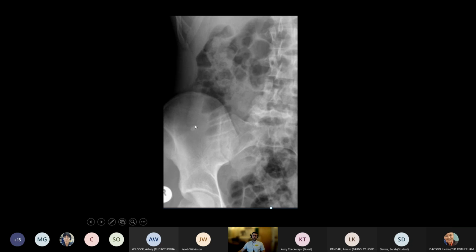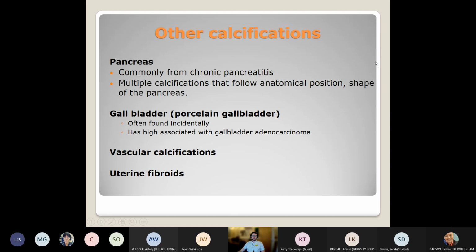And this is an example of an appendicolith here, just a tiny little stone in that right lower quadrant, in that appendix region. So the chances are this patient's got a strong chance of having appendicitis or progress to appendicitis. You can see lots of other calcifications. You get a lot of vascular calcifications, particularly splenic artery and iliac arteries and aorta.